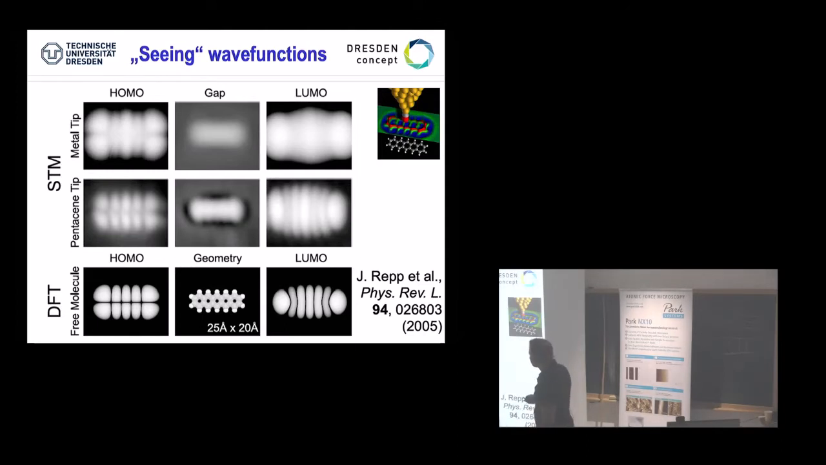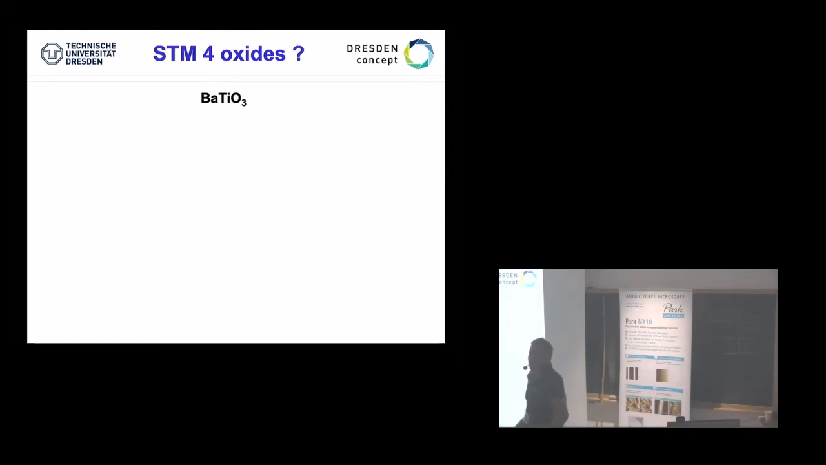You see nicely that this is the experimental result, and these measurements reflect what density functional theory shows you. Fantastic, a beautiful textbook example, really something for your lecture. Well, can we do this also on barium titanate? Can we look with STM at the wave functions of barium titanate?